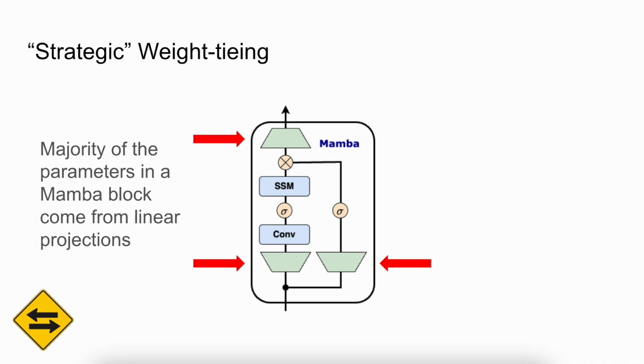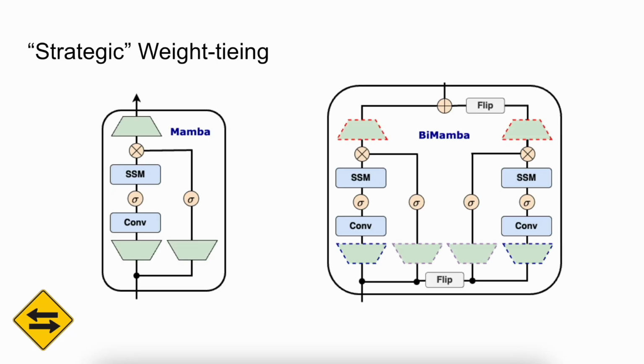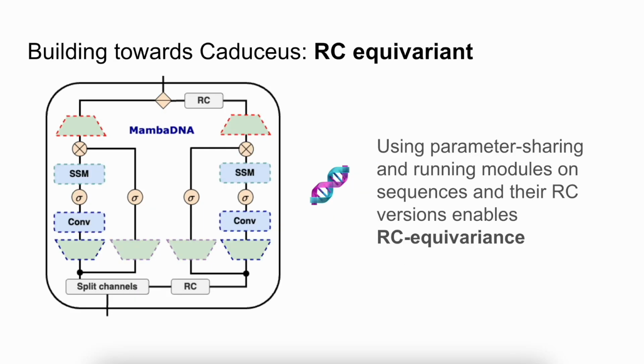Looking at the Mamba module, we notice that the vast majority of the parameters are contributed from the linear in and out projections. By tying these projection weights and letting the sequence modeling components vary for forward and backwards modeling, we are able to drastically limit the number of parameters added from incorporating bidirectionality.